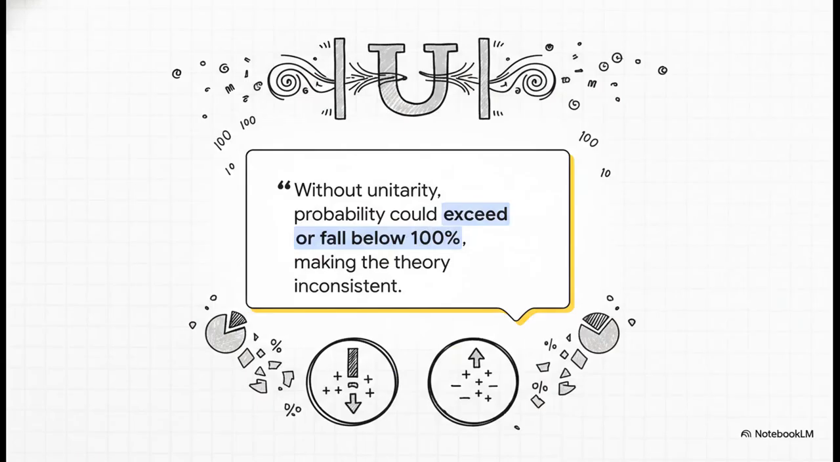And this really hits home why this isn't just some mathematical quirk. It is a non-negotiable law of physics. If our quantum gates weren't unitary, the whole theory would just fall apart. Probability could leak out of the system or just appear out of nowhere, and that just can't happen.